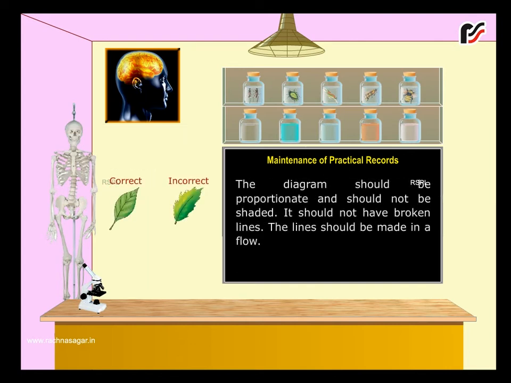The diagram should be proportionate and should not be shaded. It should not have broken lines. The lines should be made in a flow.